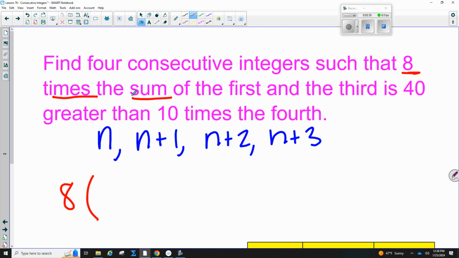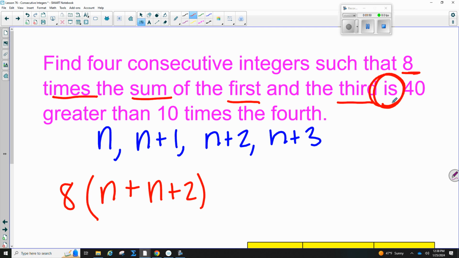The sum of the first and the third. Which one is the first? N plus, which one is the third? N plus 2 is the third. All right, and then we have is, yep, there's our equal sign. 40 greater than 10 times the fourth. Now, I always do the 40 greater than or the 40 less than second, okay? Remember, less than has to go second. Like, you have to put your minus 40, if that's what it said, after the next part. So the 40 greater than, I'm going to put after this, 10 times the fourth.